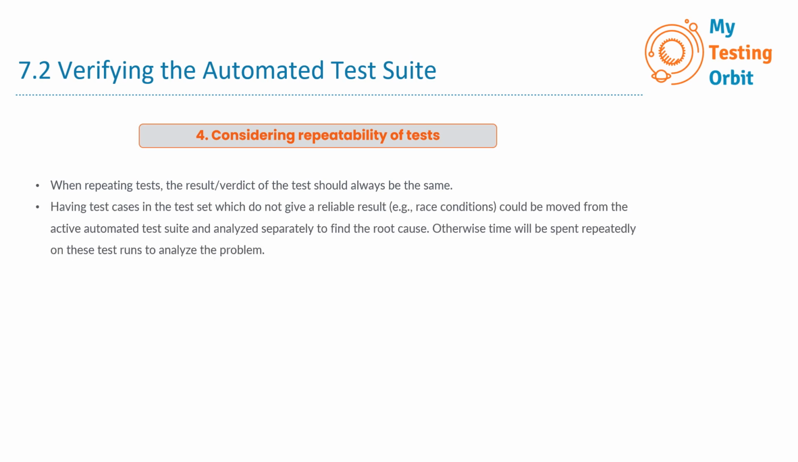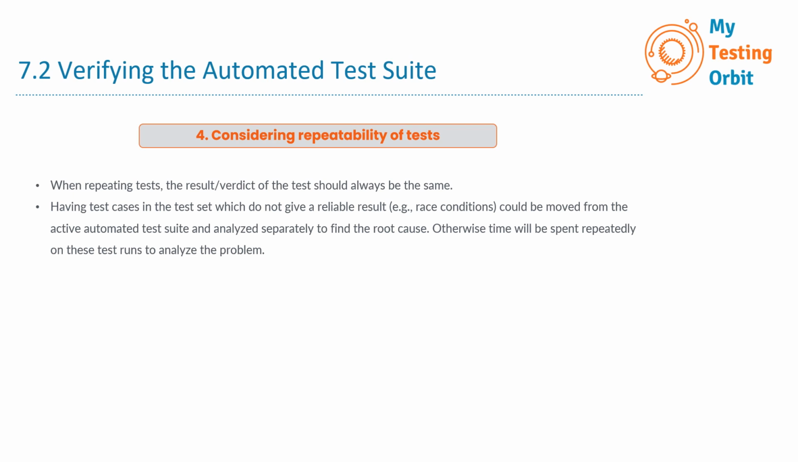The next point is having test cases in the test set which do not give a reliable result. For example, race conditions could be moved from the active automated test suite and analyzed separately to find the root cause. Otherwise, time will be spent repeatedly on these test runs to analyze the problem. Okay, so some tests might not consistently give the right results, like when a race condition occurs.